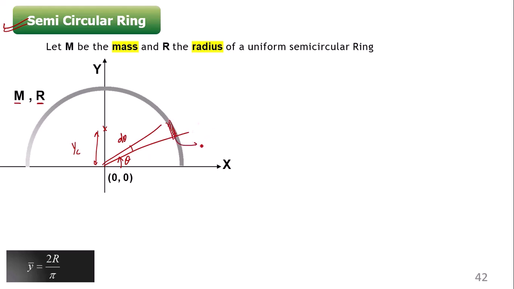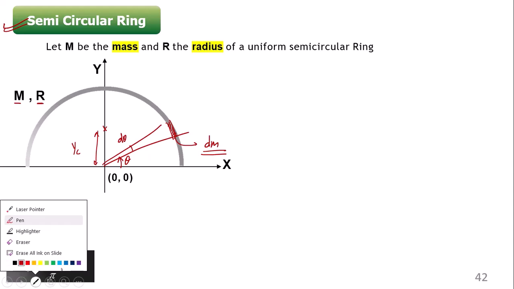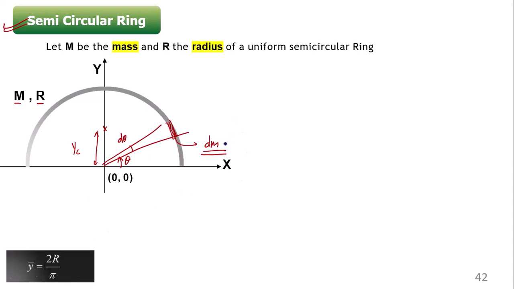Now what is the element? The element is the mass dm. So for every element I define the mass as dm. So dm is the elemental mass. Now our task is to write the expression for the dm.